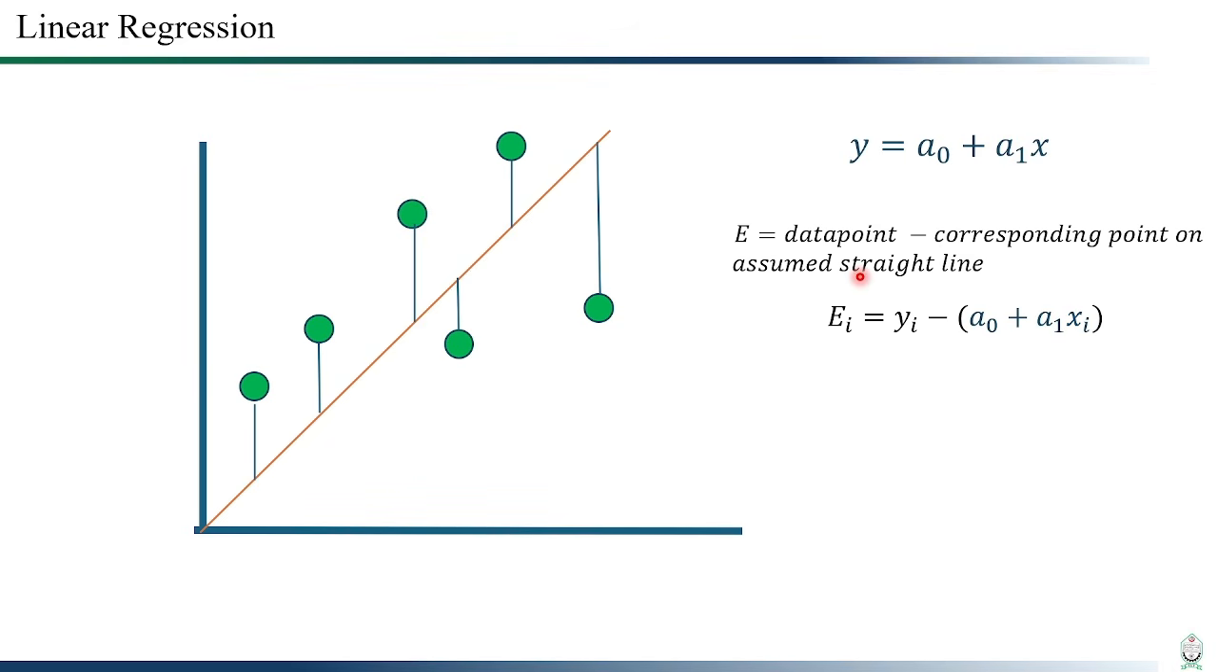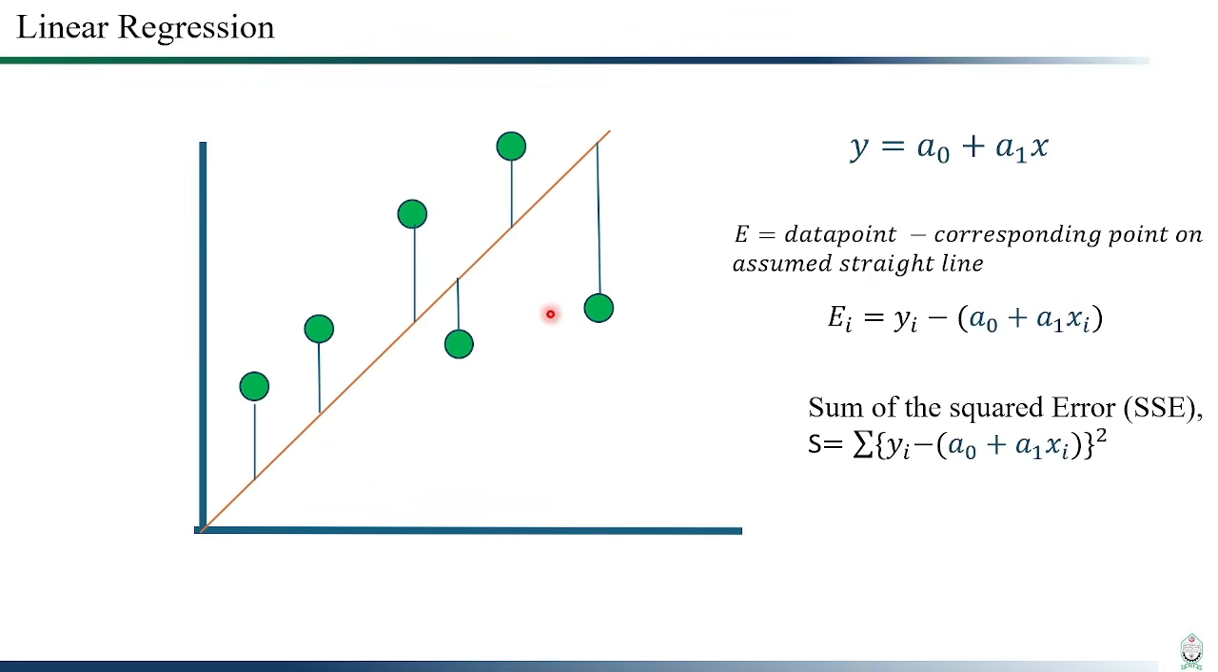Another parameter is needed, that is sum of squared error, because some of the error values will be positive, some of the error values will be negative. If we take the square of those error values and take a sum of all those errors, that gives us another parameter, that is sum of squared error. Now, the main idea here is that we would need to choose such a straight line where the produced sum of squared error is the minimum.